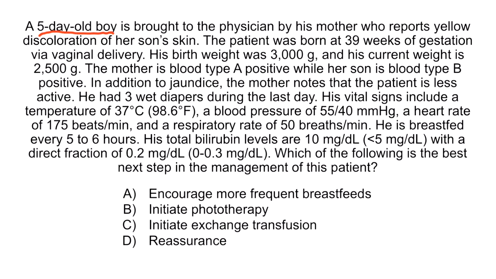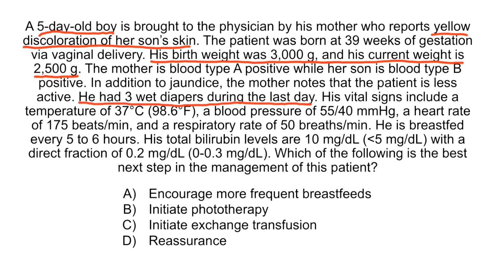A 5-day-old boy is brought to the physician by his mother who reports yellow discoloration of her son's skin. The patient was born at 39 weeks of gestation via vaginal delivery. His birth weight was 3,000 grams and his current weight is 2,500 grams. The mother is blood type A positive while her son is blood type B positive. In addition to jaundice, the mother notes that the patient is less active. He had 3 wet diapers during the last day.